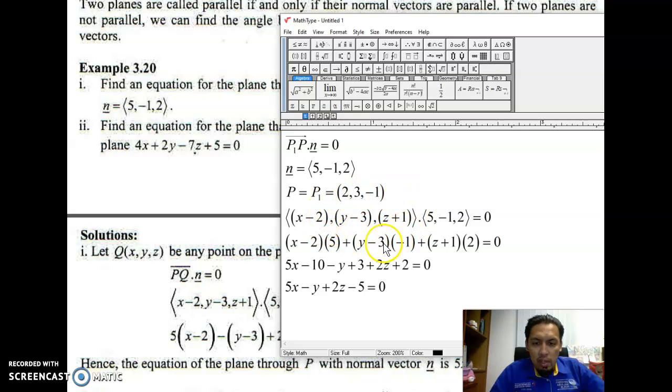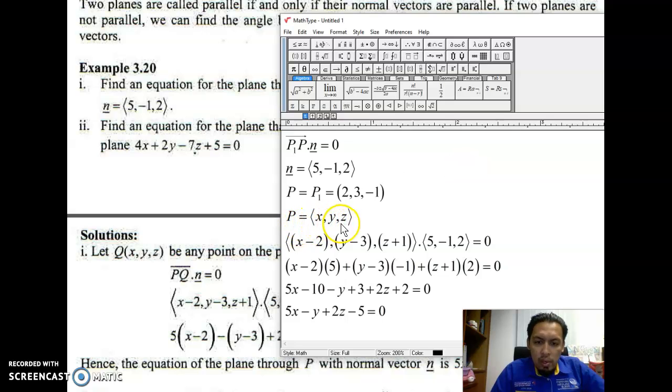So this is the first vector, which we obtain based on the subtraction of p1 from p. This p here can be any value of x, y, and z. To find a vector, we have to subtract between the two, so p minus p1: x minus 2, y minus 3, z minus negative 1, or plus 1. So you get the first vector.